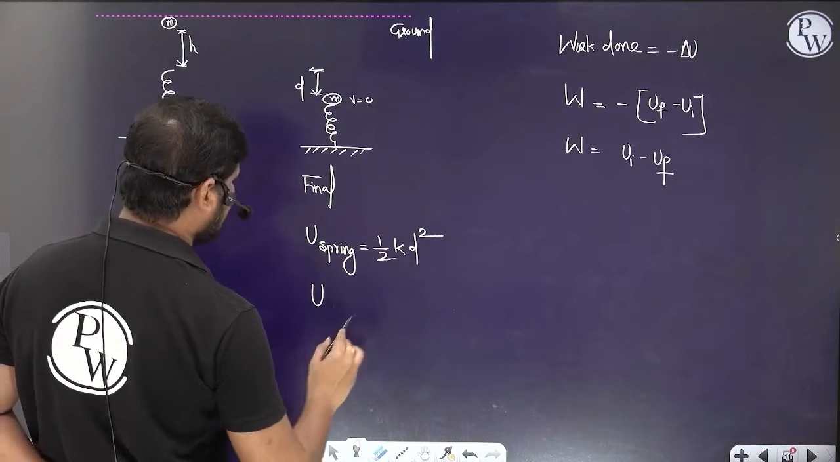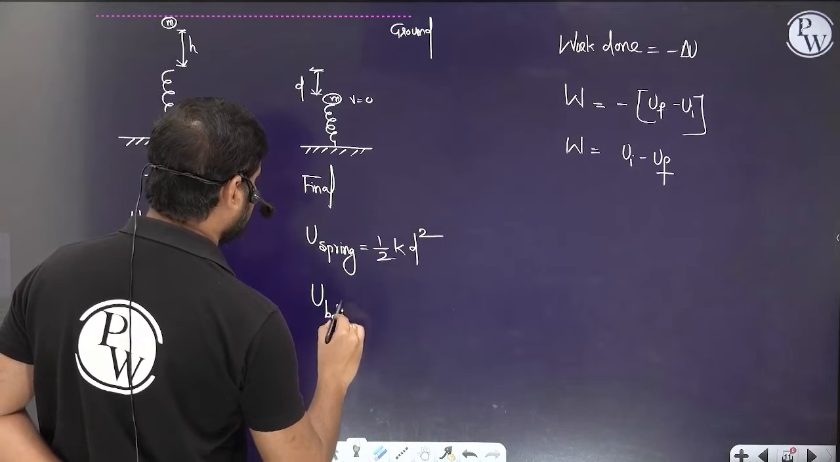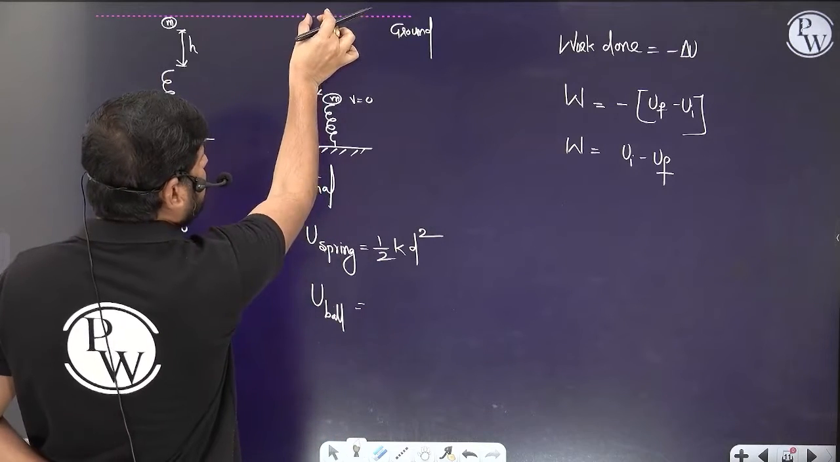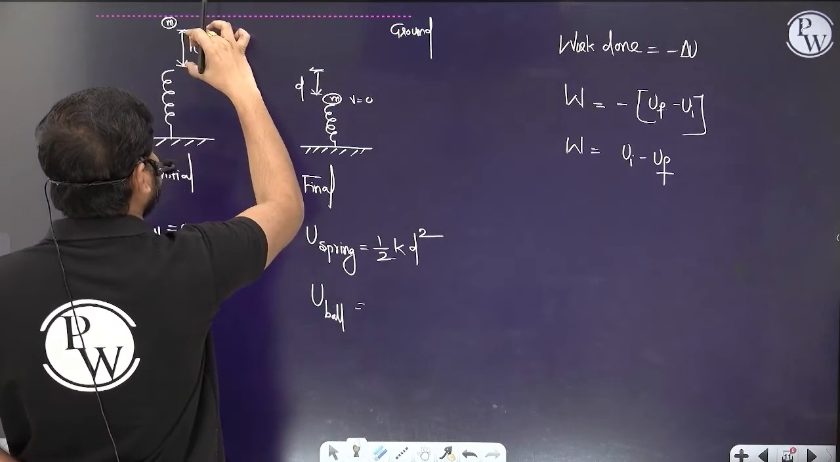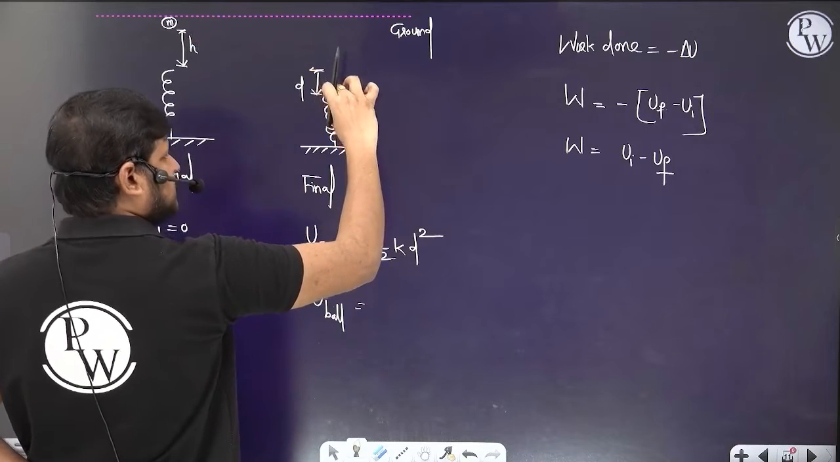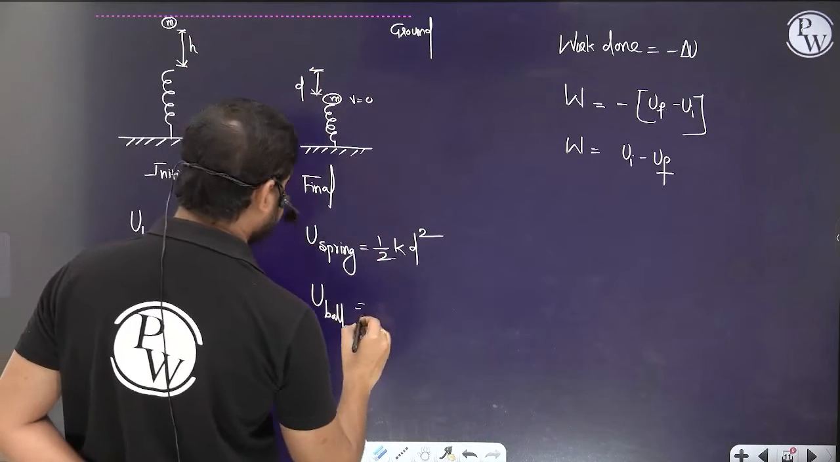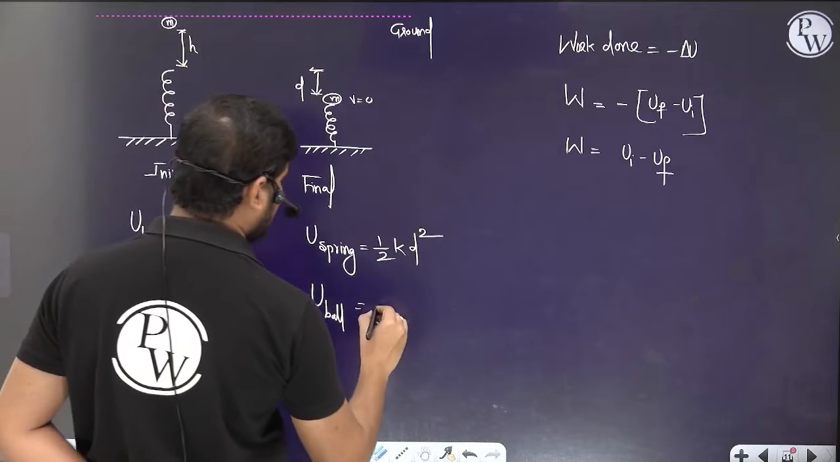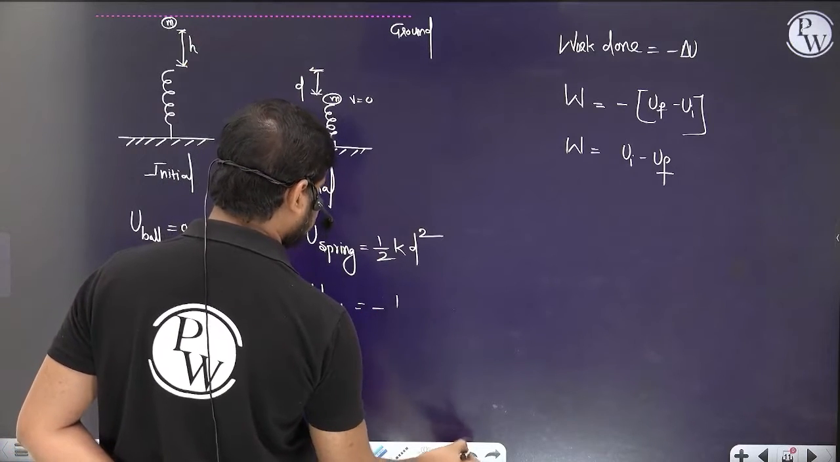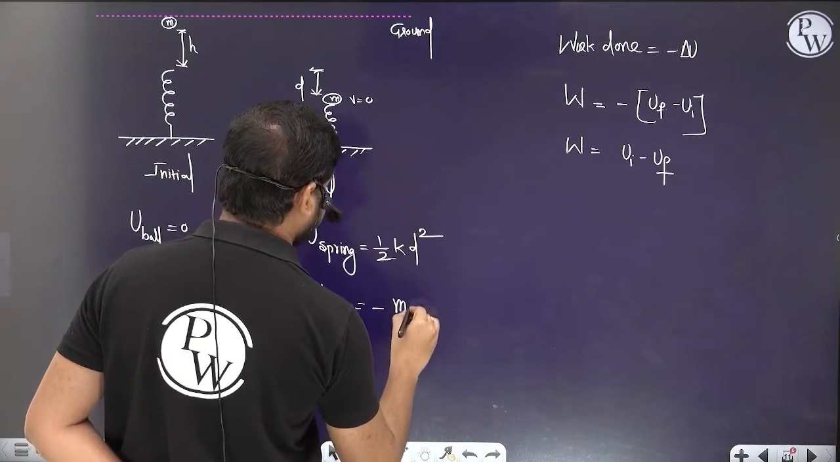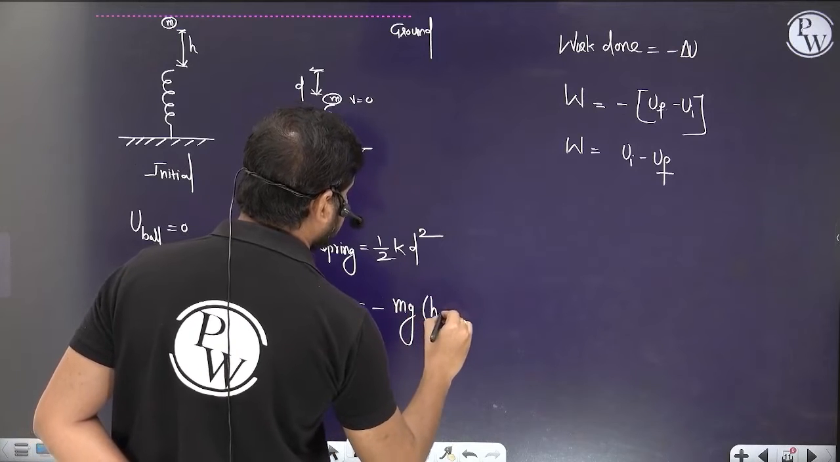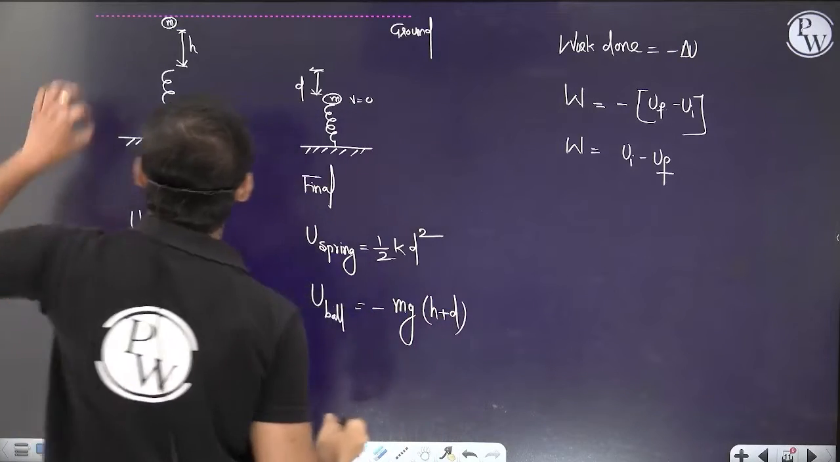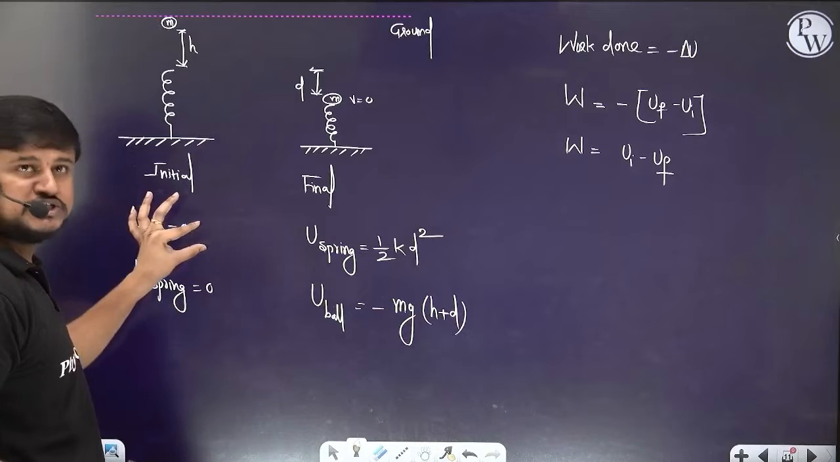And the potential energy of the ball? Initially it is on the ground, then it fell by this distance h, and again some more distance, since it is on the spring, right? So that's why I am taking this as minus mg into h plus d. Why minus? Because it is below the ground. Initially it is on the ground, so that's why its potential energy is 0.